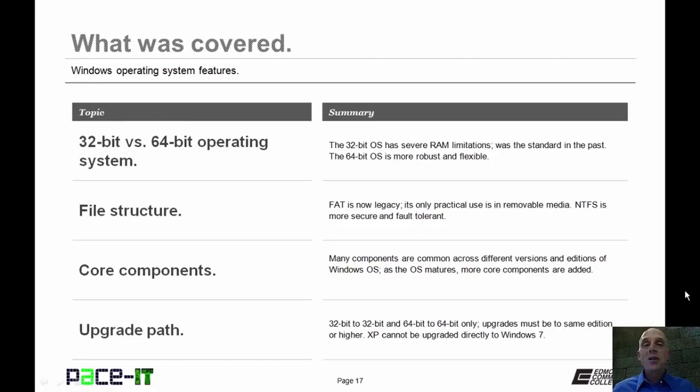Now, that concludes this session. We covered 32-bit versus 64-bit operating systems. We talked about file structure and some core components of Windows operating system. And then we also talked about the upgrade path.